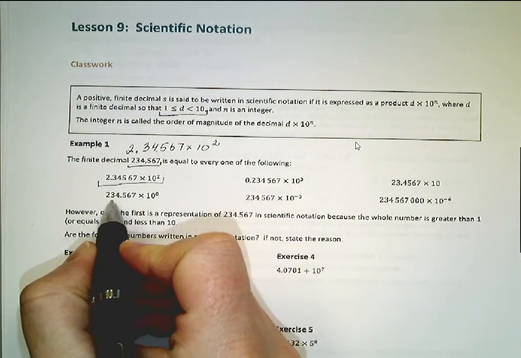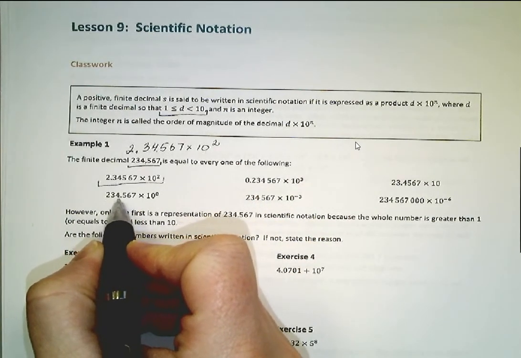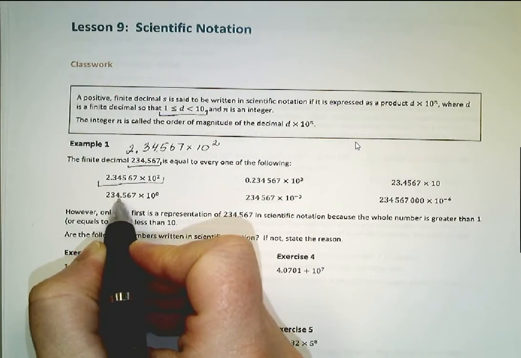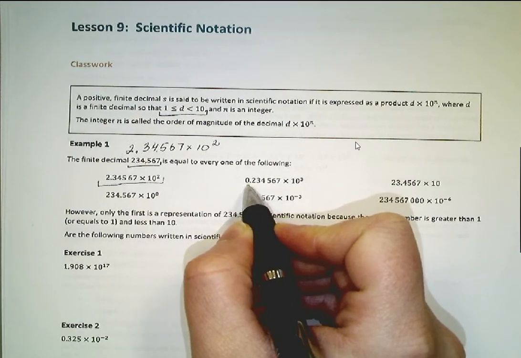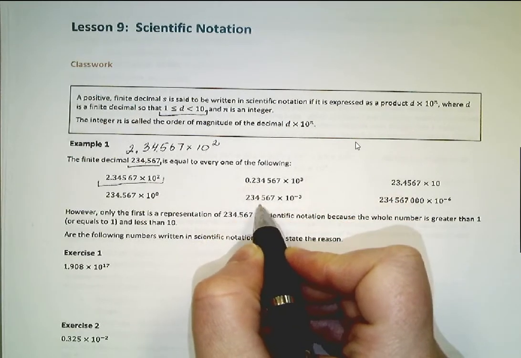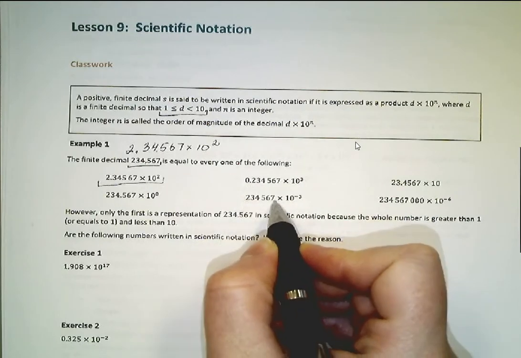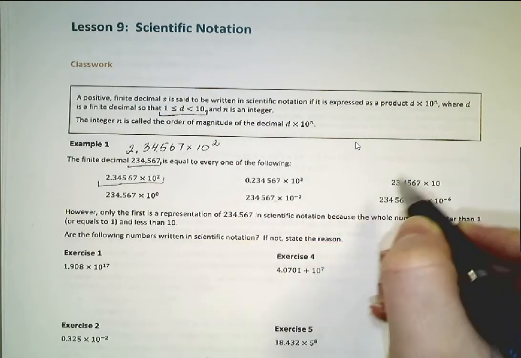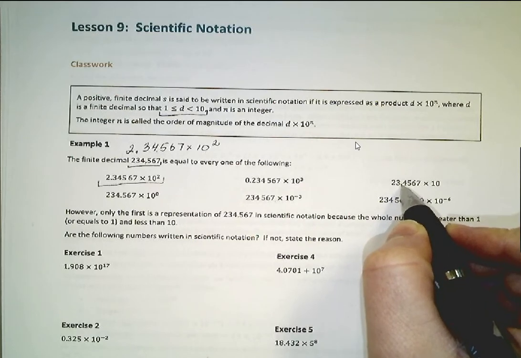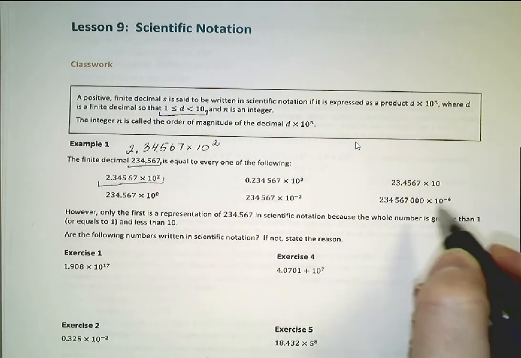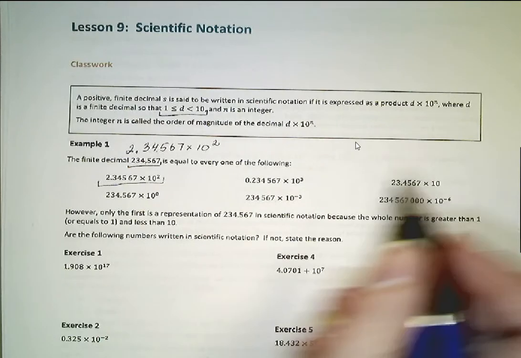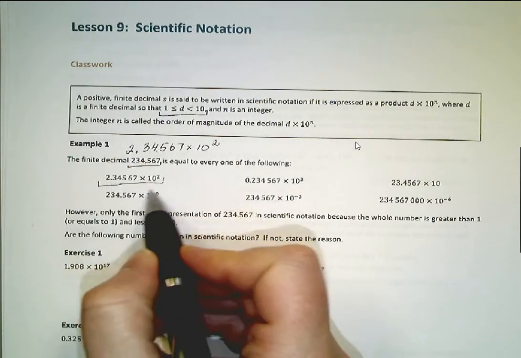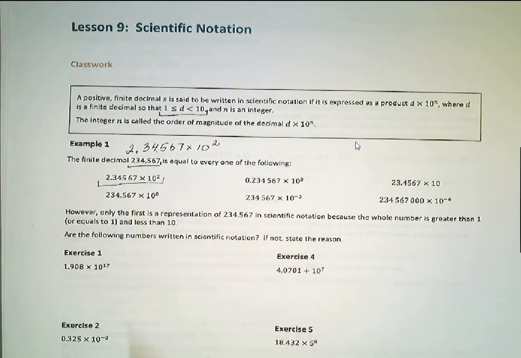Second number is not going to work because 234 is too big. It's more than a 10. Third number is not going to work because my whole number is less than 1. This one is not going to work because obviously this number is way bigger than a 10. 23 is also too big. It's more than a 10. And this number is also way too big. So that is not going to work. The only right way to write scientific notation is this first option. Okay?